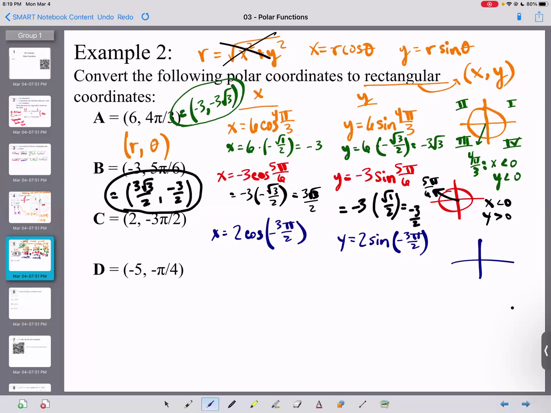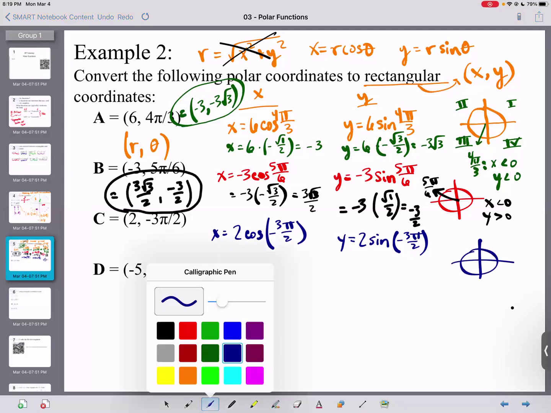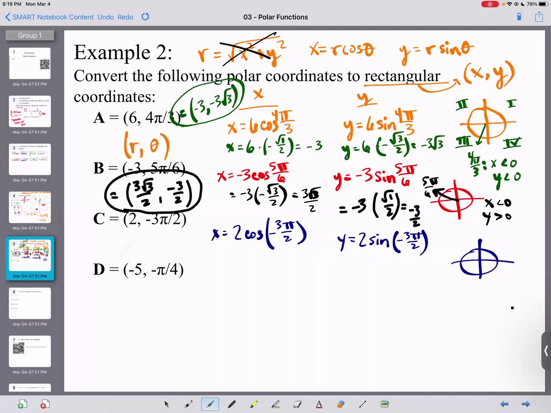So let's go to our unit circle here. Negative 3 pi over 2, where should that be located? Negative 3 pi over 2, where would that be? Answer is straight up. That would be negative 3 pi over 2. So what can you tell me about the X values if you go straight up? Is my X positive or negative? I'm straight up.